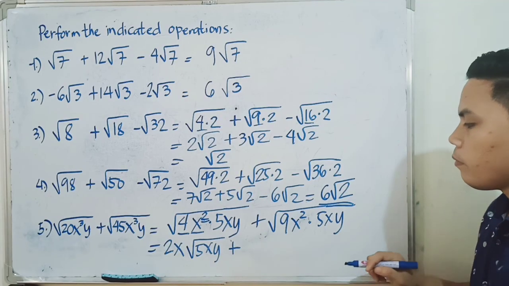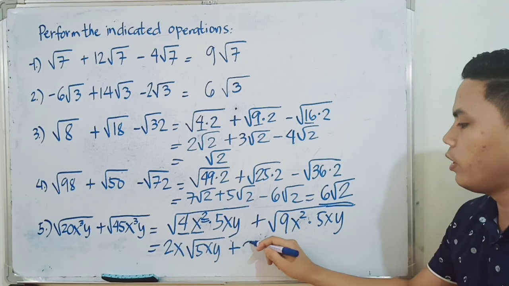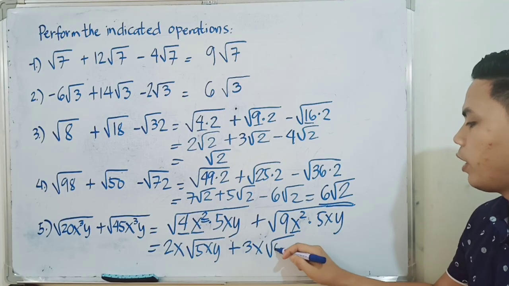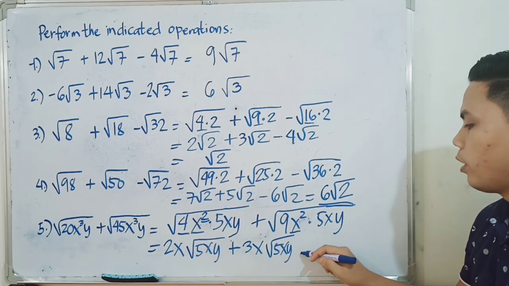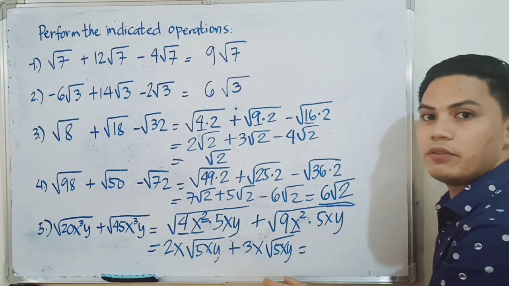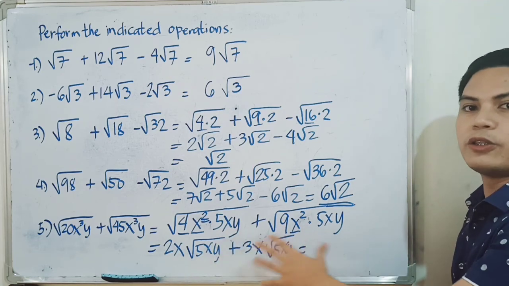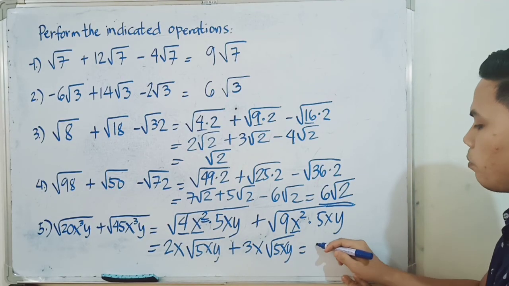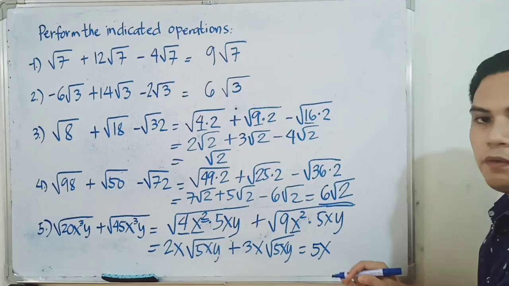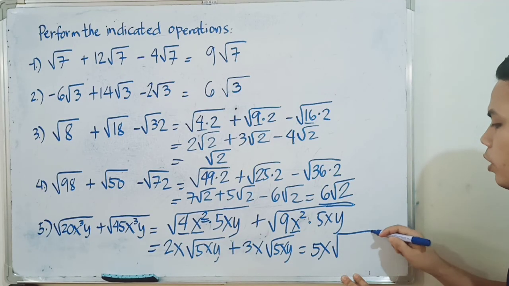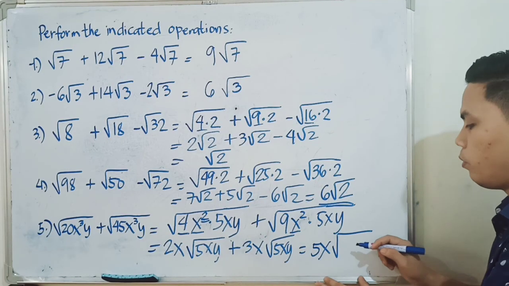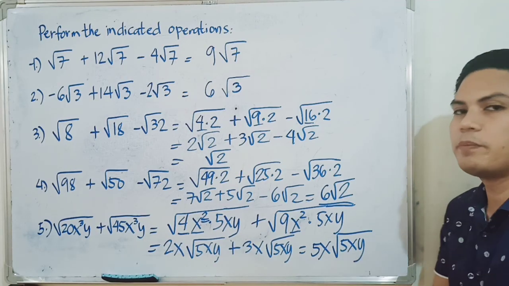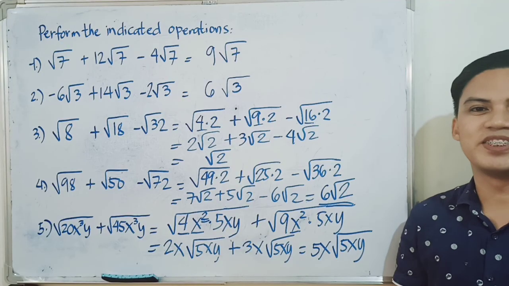Plus, square root of 9 is 3. Square root of x squared is x. Then, matitira again si 5xy. So, mapapansin natin same na sila ng radical. Therefore, we can combine the two radicals. So, we have 2x plus 3x. 2x plus 3x is equal to 5x. Then, we're going to affix yung same nila na radical, which is square root of 5xy. And this would be our final answer.